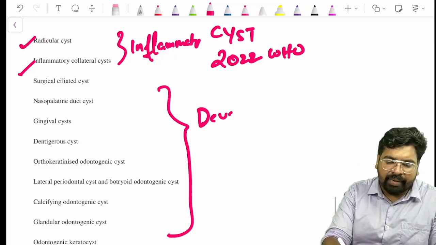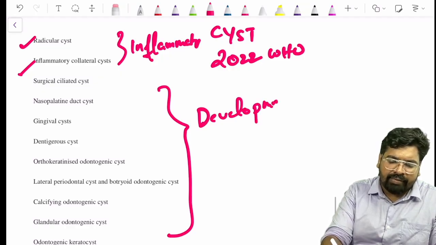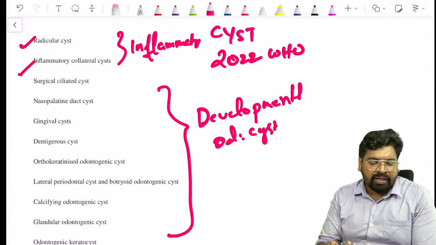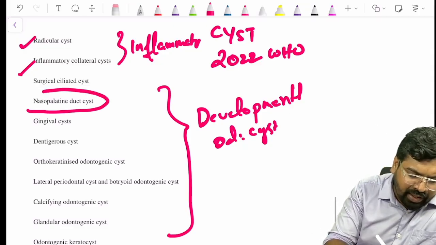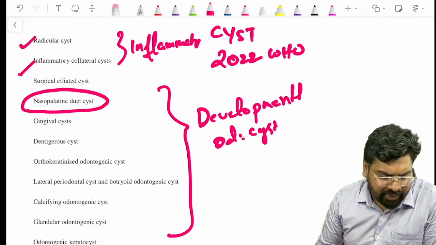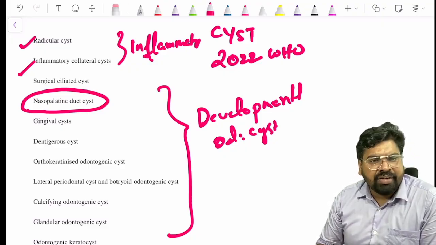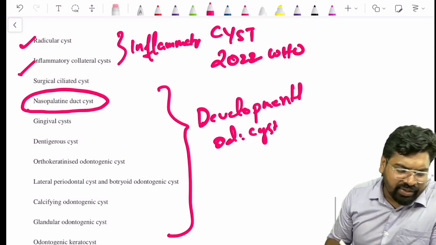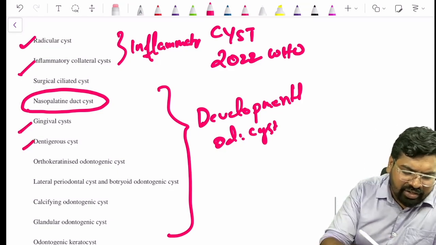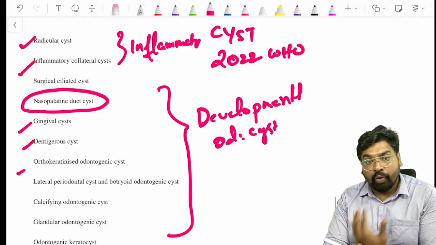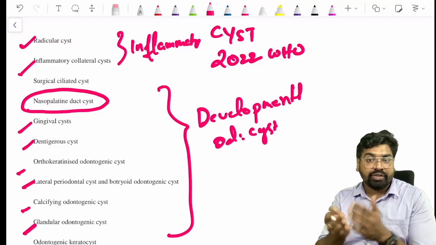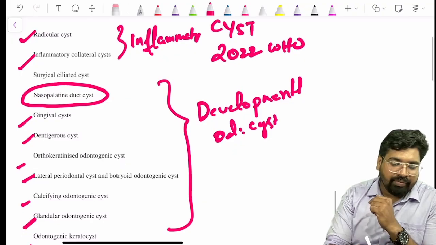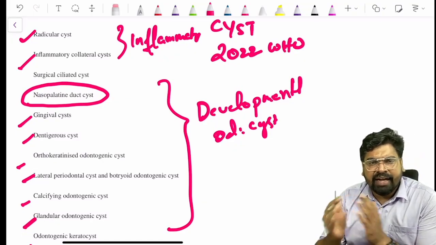So among the developmental cysts, there is the nasopalatine duct cyst. Okay, nasopalatine is not an odontogenic one. And then comes your gingival cyst. Okay, this is a cyst of the head and neck region. The gingival cyst, dentigerous cyst, OKC, lateral and botryoid periodontal, COC, calcifying odontogenic cyst, glandular odontogenic cyst, and OKCs. Okay, so these are the very important cysts of the head and neck region.